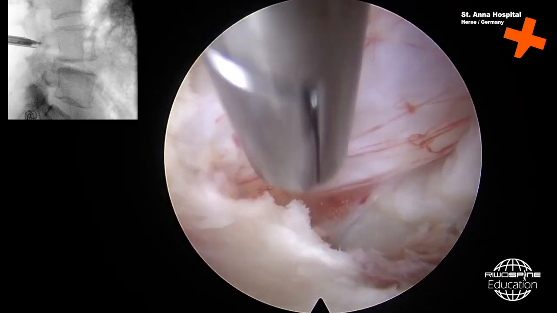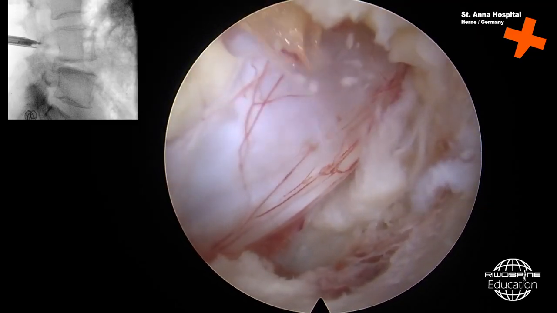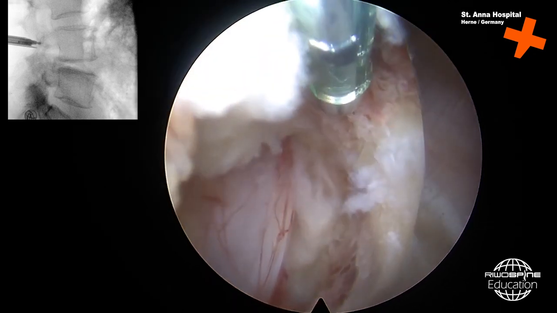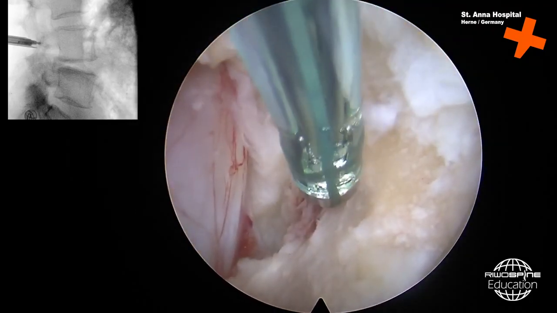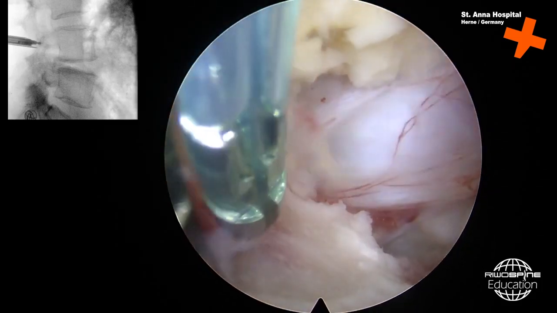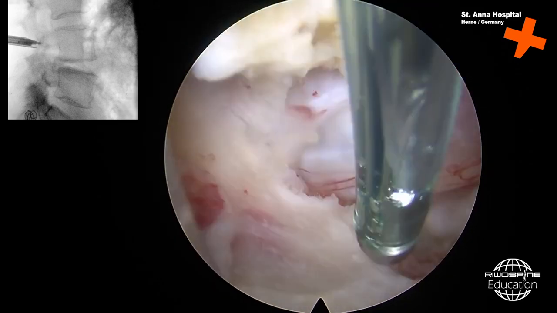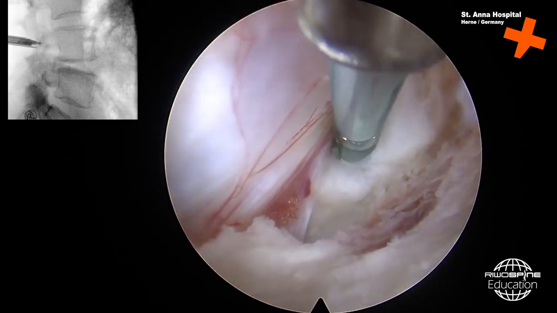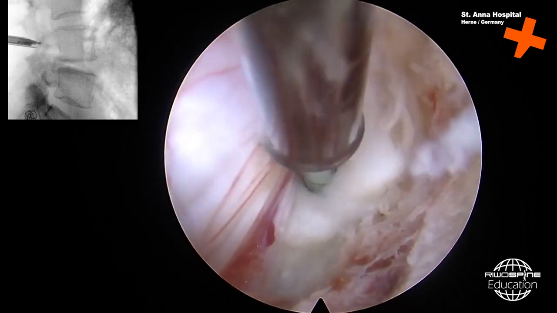So now we have a clear anatomical situation. That means again that's cranial lamina, a resected medial portion of the descending facet, a thin medial portion of the ascending facet, and thinned bone to the caudal lamina. If necessary, we could enlarge the defect in the bone later on. Medially, the lateral margin of the neural structure, beginning of the L4 nerve root, and here we have the herniation.